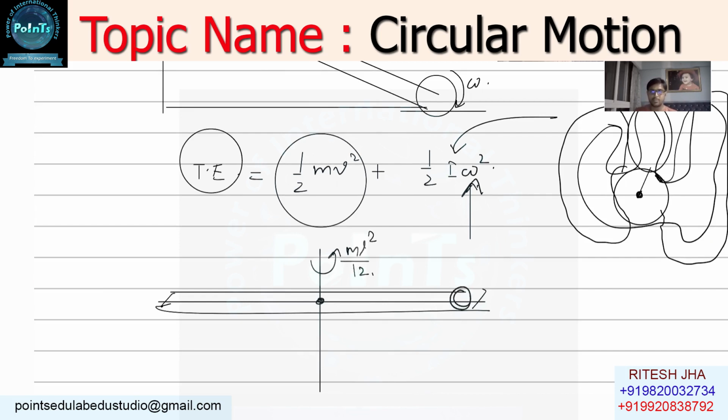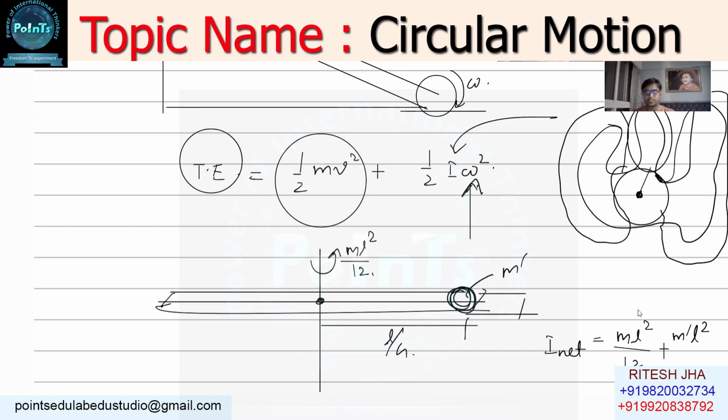But what if I put a mass over here which is having, let's say, m dash at a distance, let's say l by 2, half, l by 4, let's say. At this particular distance, in that case the resultant moment of inertia I net will be equal to ml square by 12 plus m dash l square by 16, like that.